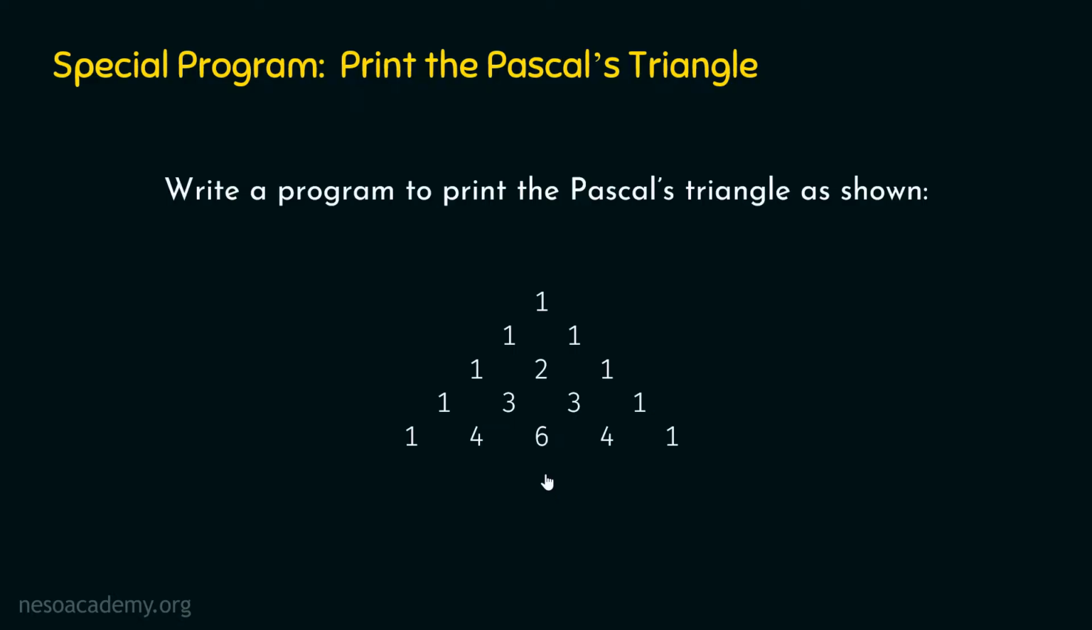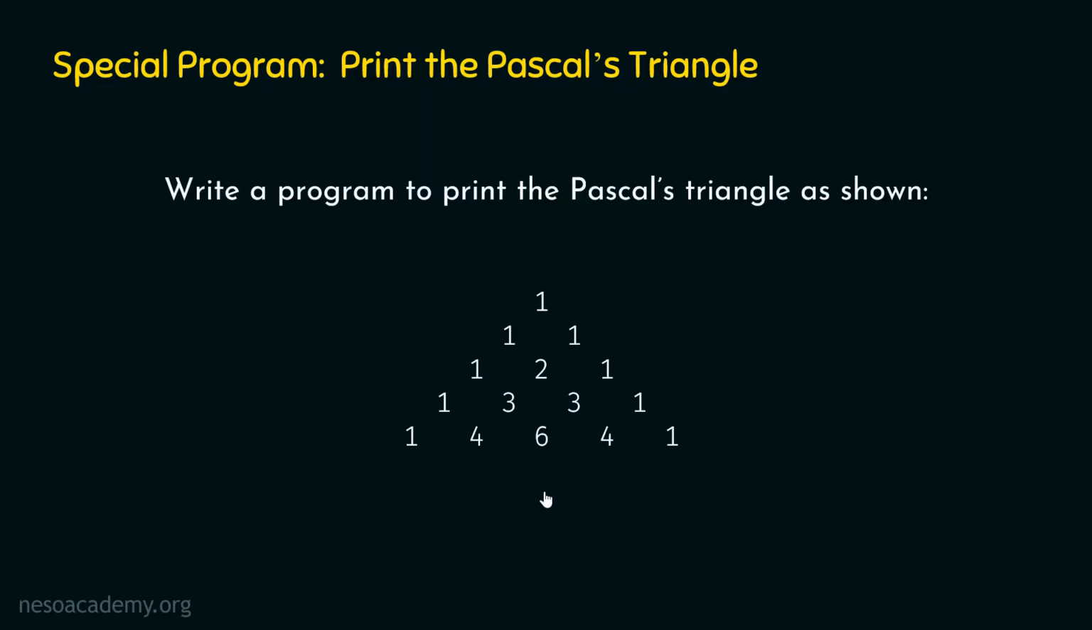Here in this Pascal's triangle, we have a total of 5 rows. But we may want to print Pascal's triangle of maybe 20 rows, maybe 50 rows. It can be any size Pascal's triangle. So we need to write the program keeping this thing in mind. Now, let's understand how we can print any size Pascal's triangle on the screen.